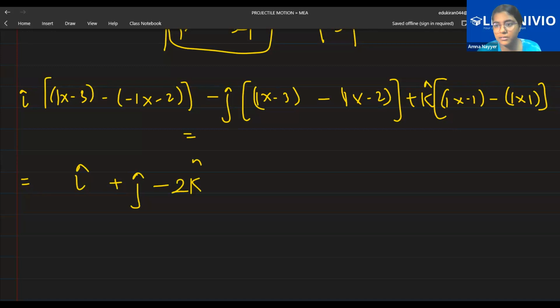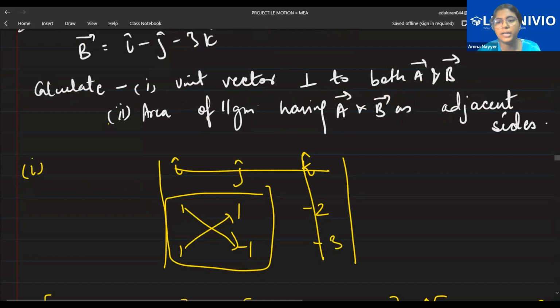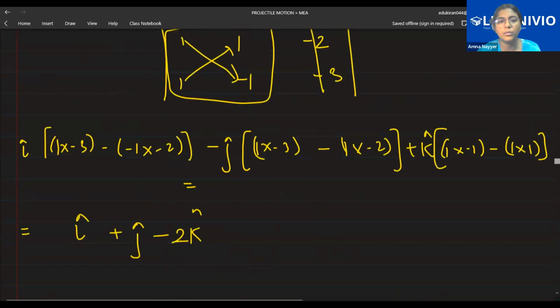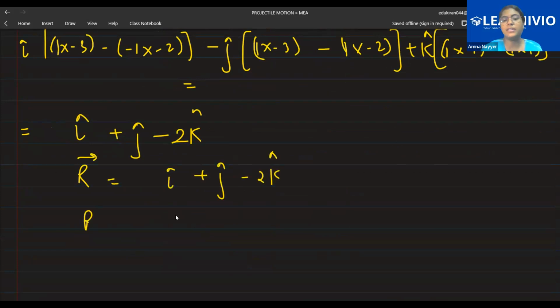What's the question? Perpendicular, yeah. So we have to find a unit vector perpendicular to both. So, what can we do? We can convert this into the unit vector I cap plus j cap minus 2 k cap. So we can find out the unit vector. For that, we require the magnitude. How do we calculate the magnitude? Under root of the square of the coefficients.